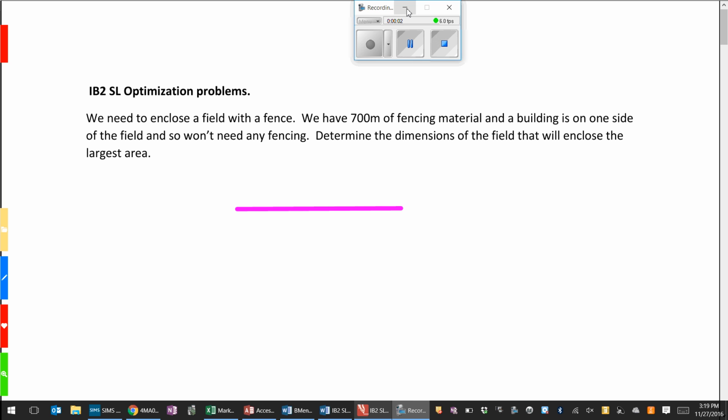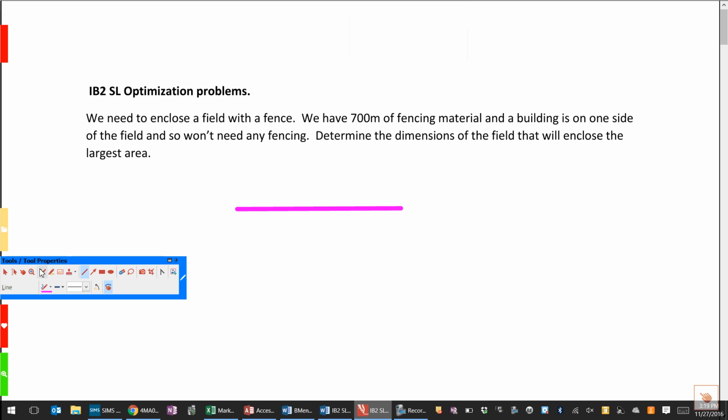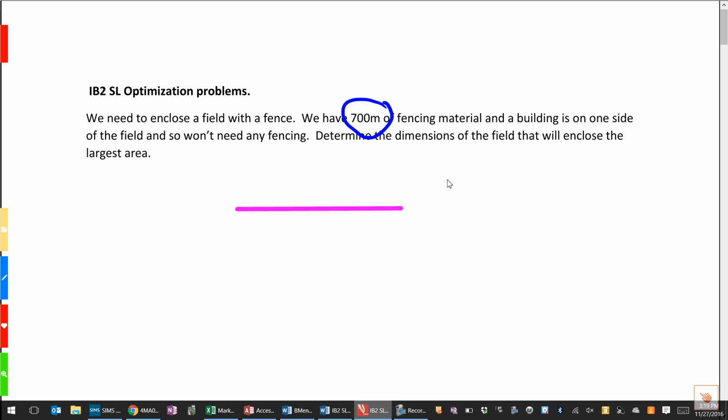Okay, we have 700 meters of fencing material and a building on one side. So basically what we can do is set up our equation. Now we don't know these sides, but we know we've got 700 meters of fencing. I set up my unknown, which I'll use as the width. I could have used it as the length, but I've chosen width.